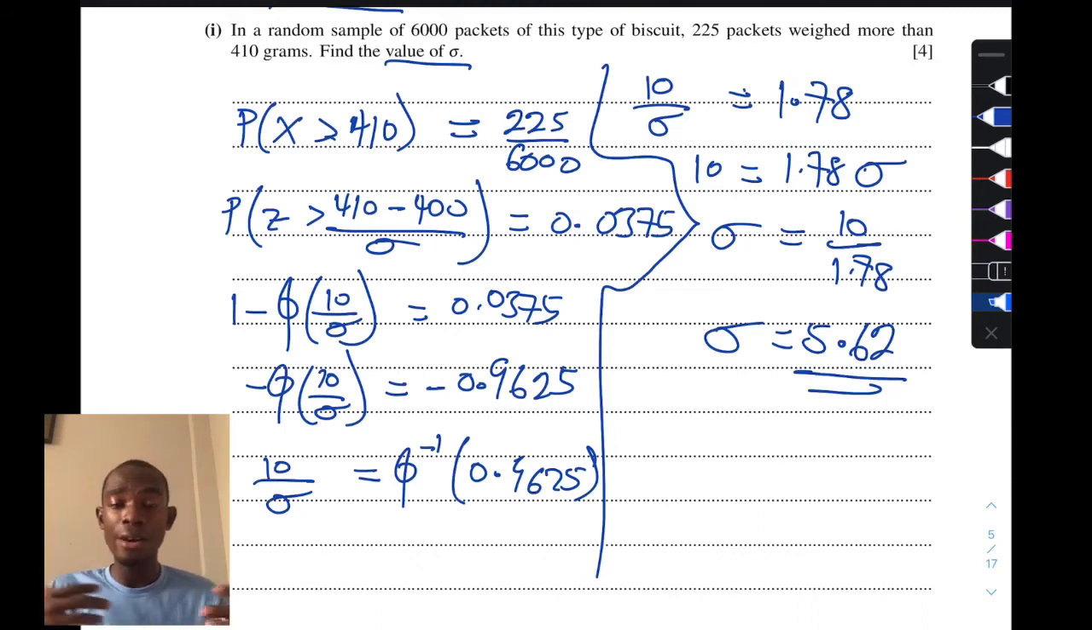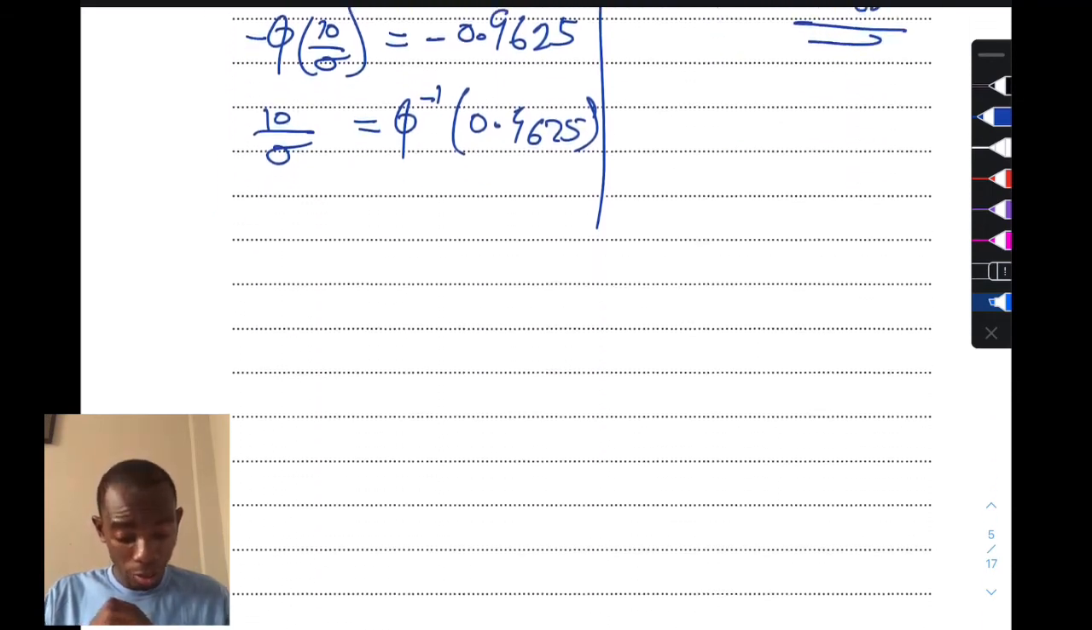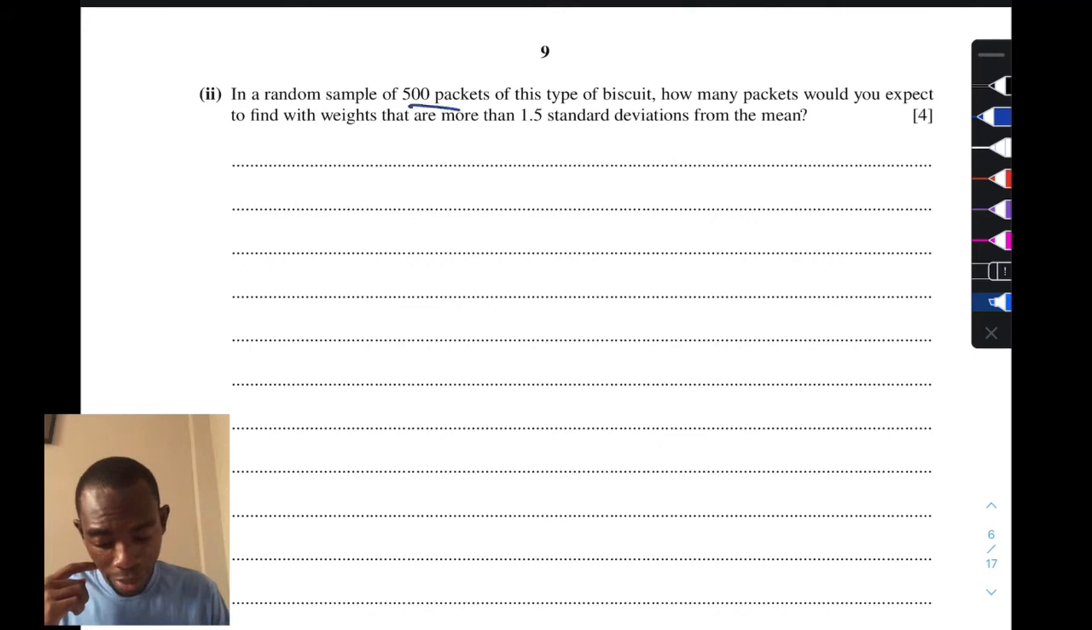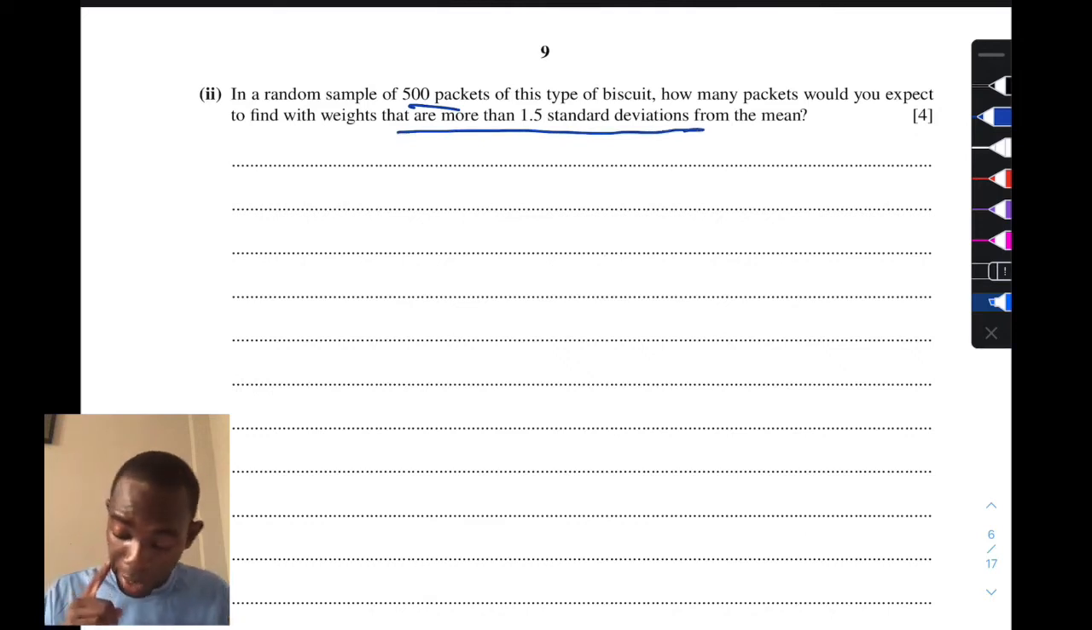So it's not always that you're going to be given the standard deviation and the mean. Sometimes they'll actually ask you to find the mean and standard deviation, and there's a question in this worksheet that you will see very soon. So that's it. Then the next question says, in a random sample of 500, how many would you expect to have more than 1.5 deviations from the mean? That's quite interesting. So how do we solve this question?